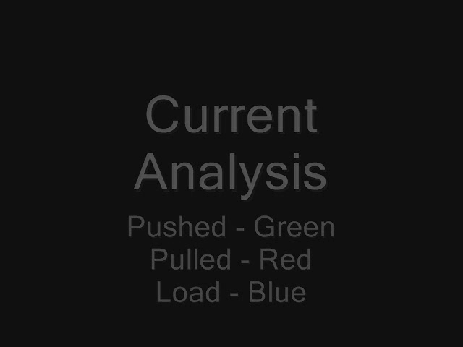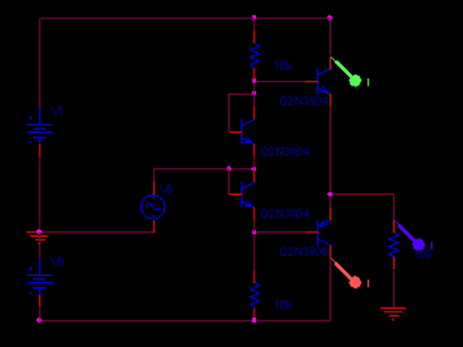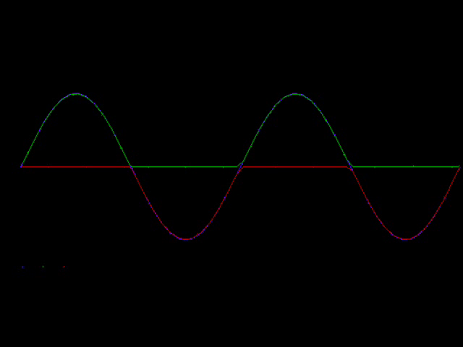The following is analysis of the current at three different nodes. Notice the PNP is off when the NPN is on, and the inverse is true.